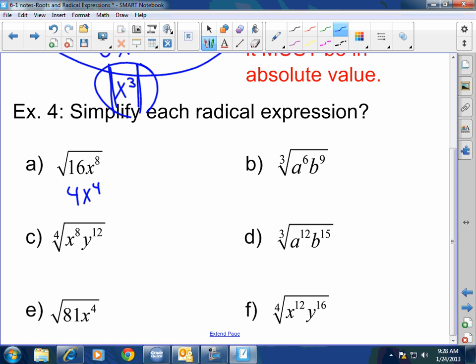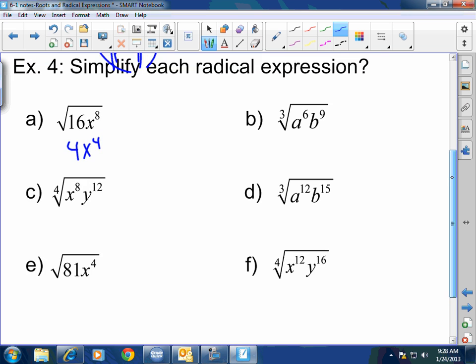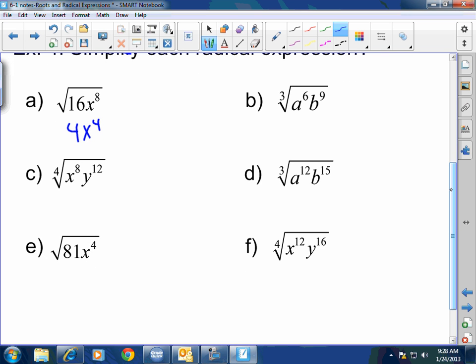Now let's see. I'm hearing a lot of good noises, I think. Yes, sir, my brother. If you take out an even number, if you take an even from an odd, it doesn't matter. Okay, only the odd has to be in an absolute value. Whenever I take an odd from an even root, only that odd has to be in an absolute value. How about this one, guys? The cube root of a to the 6th, b to the 9th. Just divide.